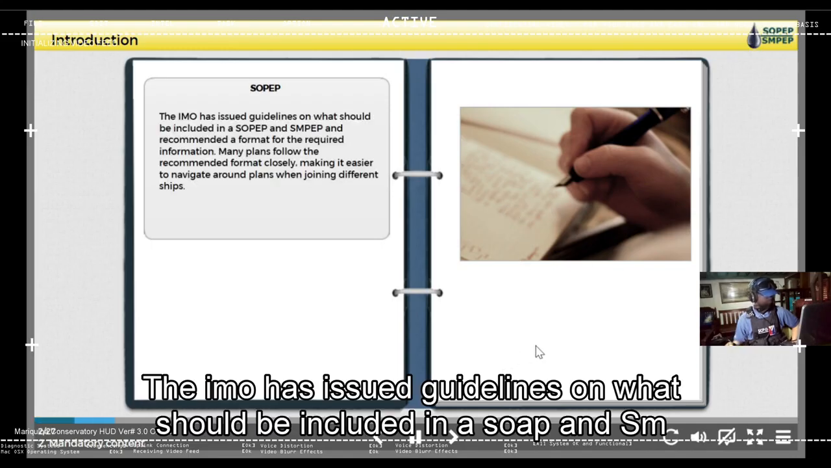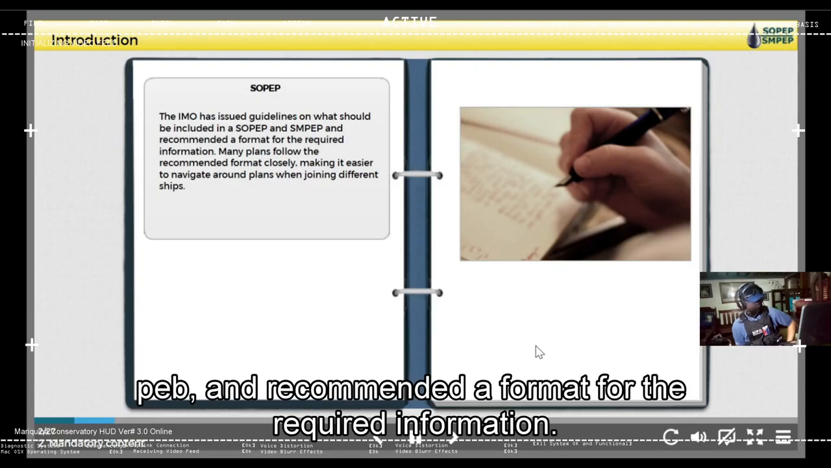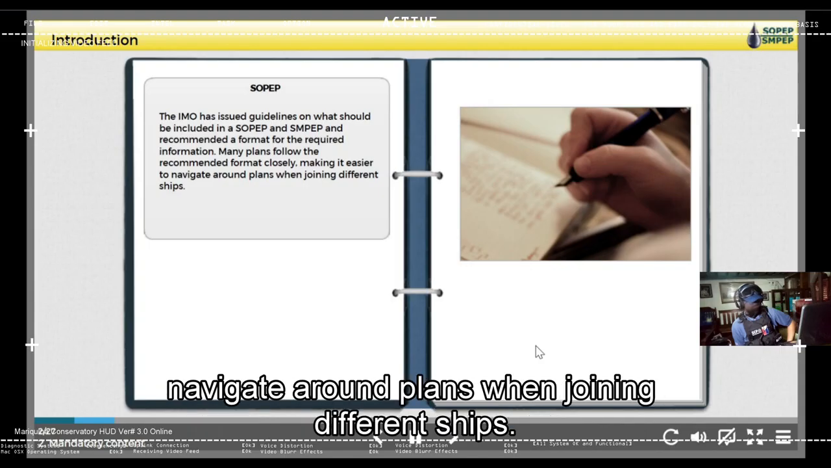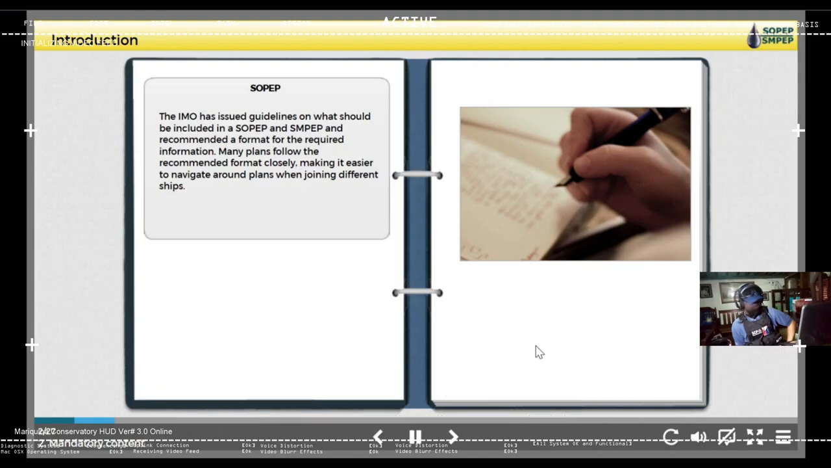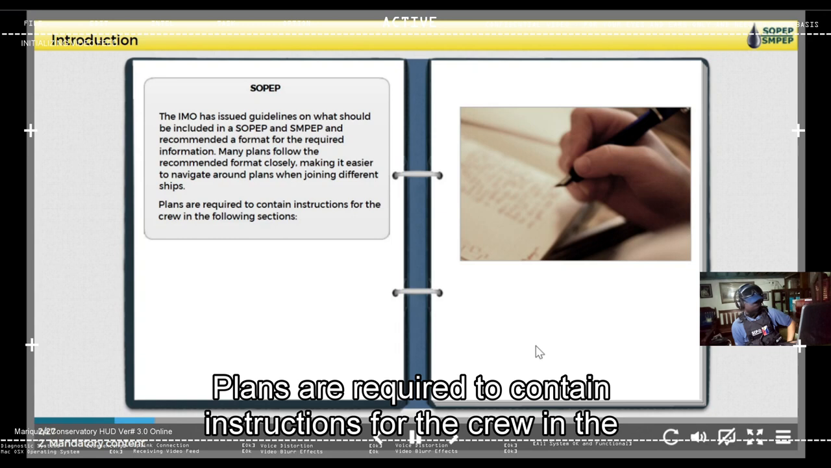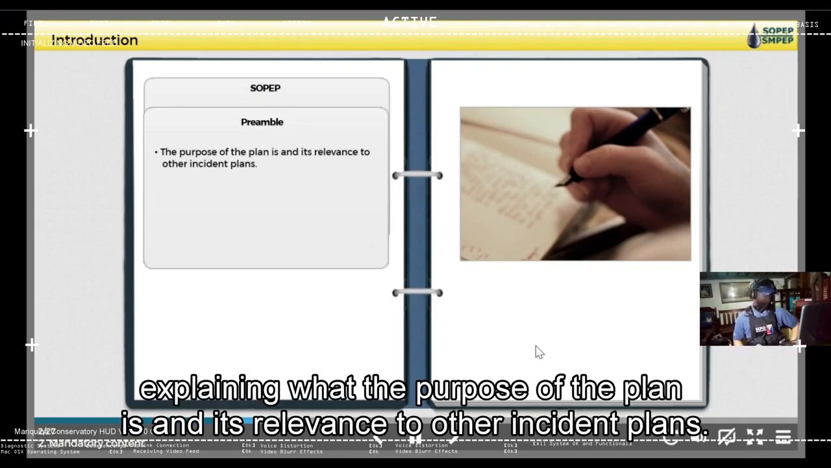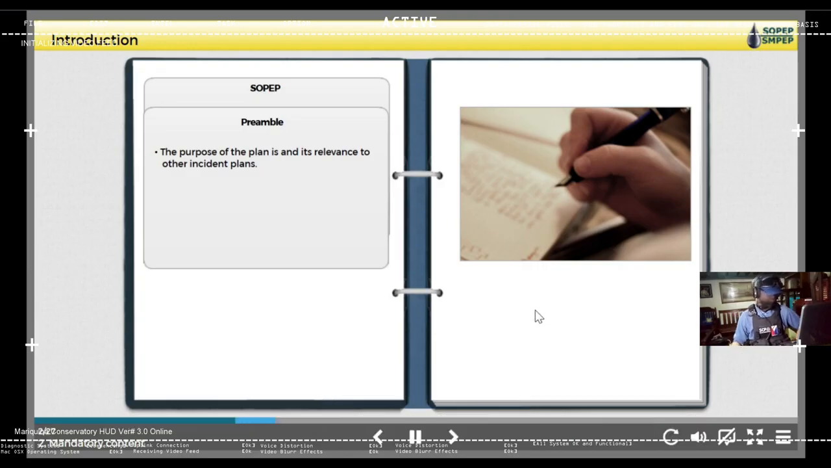The IMO has issued guidelines on what should be included in a SOPEP and SMPEP, and recommended a format for the required information. Many plans follow the recommended format closely, making it easier to navigate around plans when joining different ships. Plans are required to contain instructions for the crew in the following sections: a preamble or introduction, explaining what the purpose of the plan is and its relevance to other incident plans.